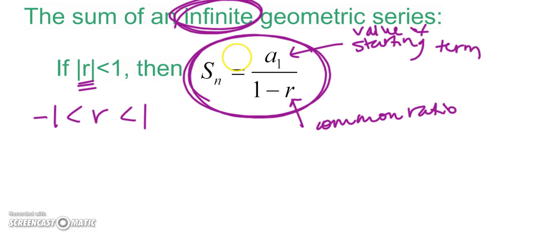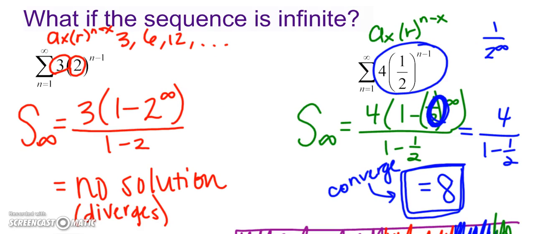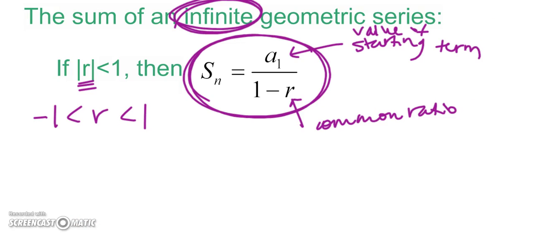And we can sum. If you look back at this one, our common ratio was 2, and 2 to the infinity caused a problem. Here, our common ratio was 1 half, and 1 half to the infinity got us to 0. It converges. So likewise, if your r is ever between negative 1 and 1, your infinite series will converge. Note that r cannot be equal to 0. If r was equal to 0, we wouldn't have a geometric series to begin with.